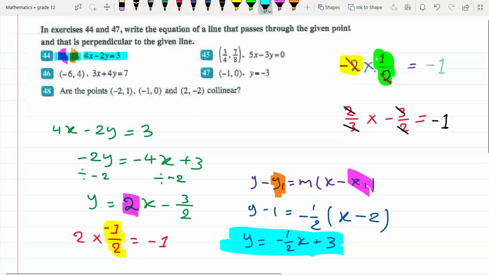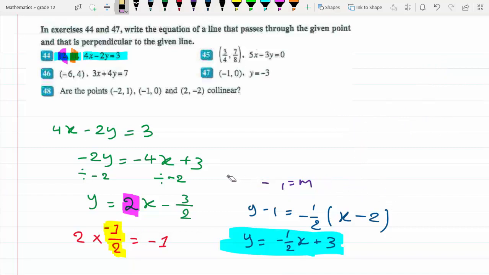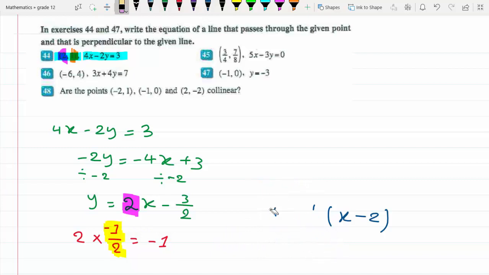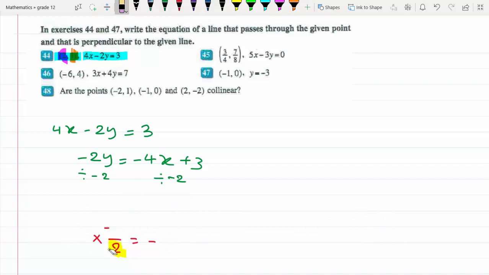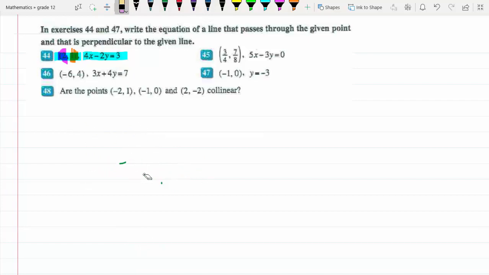Let's do question 45. Remember, the product of the slopes for two lines is equal to -1 only when the two lines are perpendicular. If they are not perpendicular, the product of the slopes will not be -1. Question 45 looks a little bit confusing, but actually it's not. It's just fractions, which are easy to deal with.